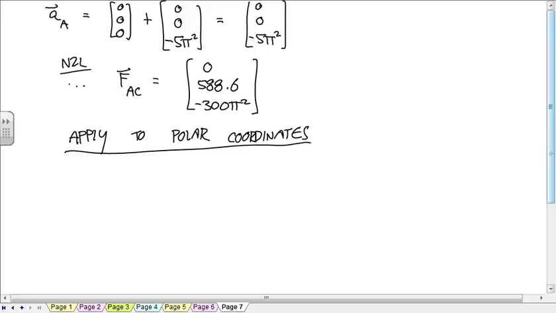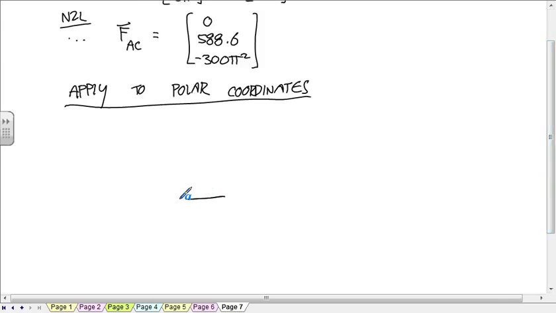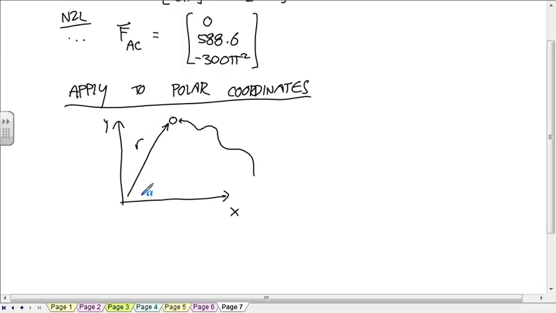Okay, so if you're tracking a particle in polar coordinates, let's think of this as sort of an implied ground frame. This coordinate system is inertial. And your particle is doing this. You're tracking its motion by keeping track of the distance from this implied coordinate system to the particle. That's your r. And an angle theta.